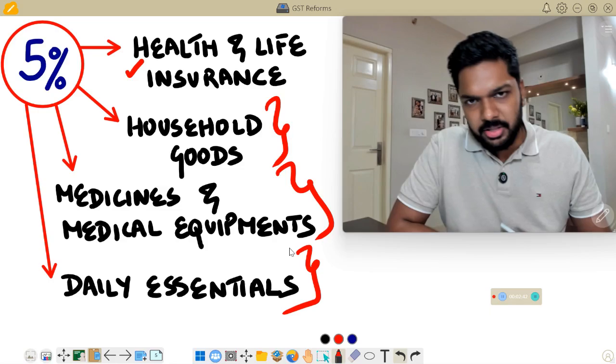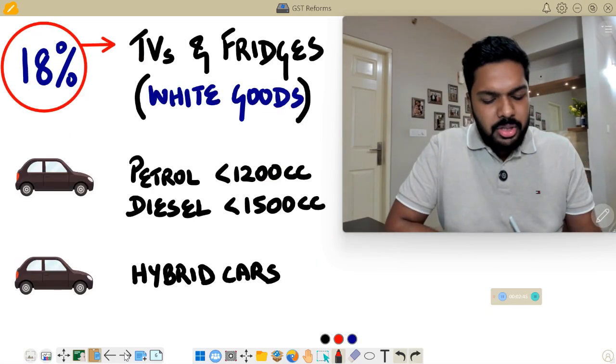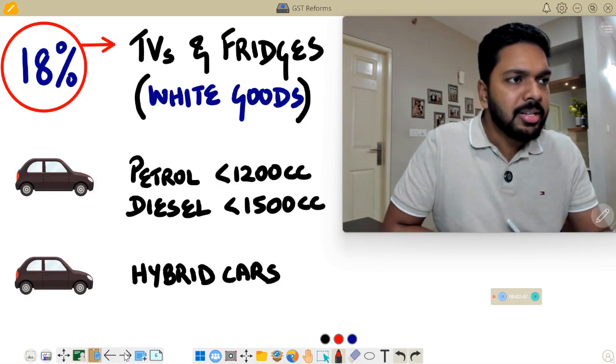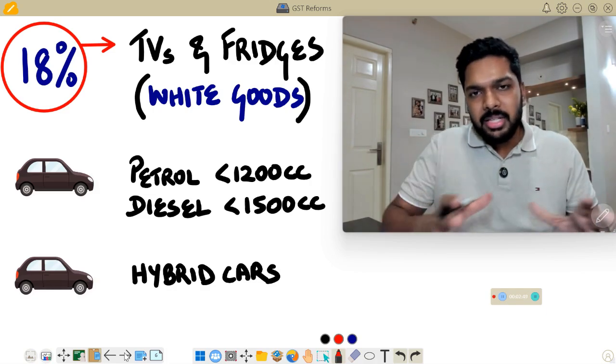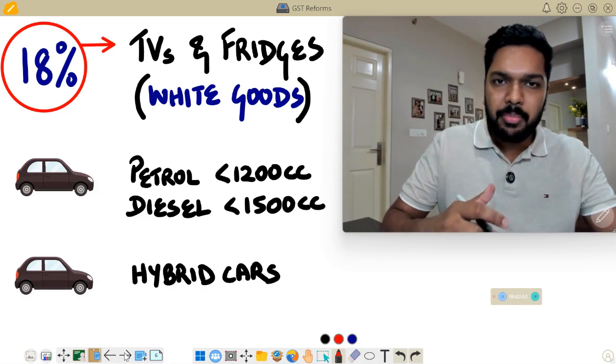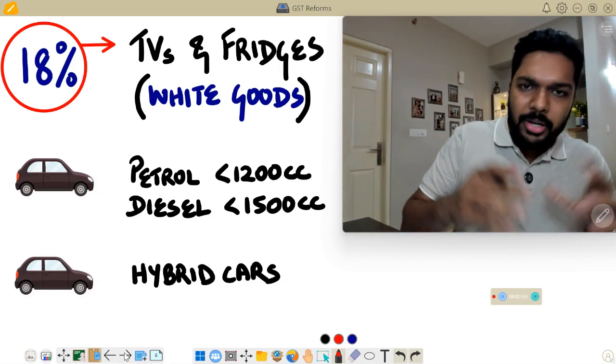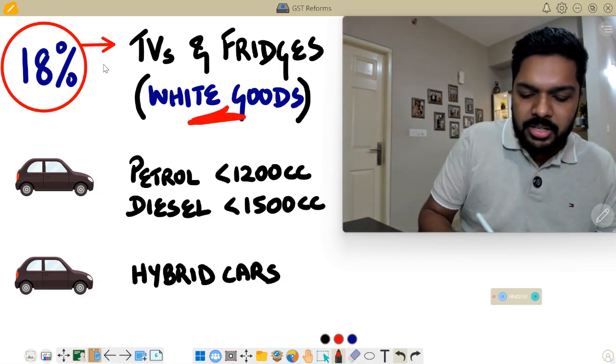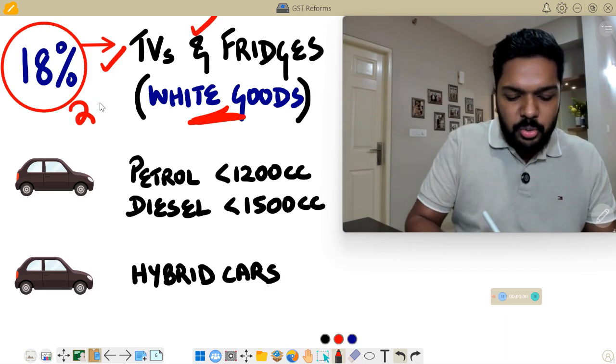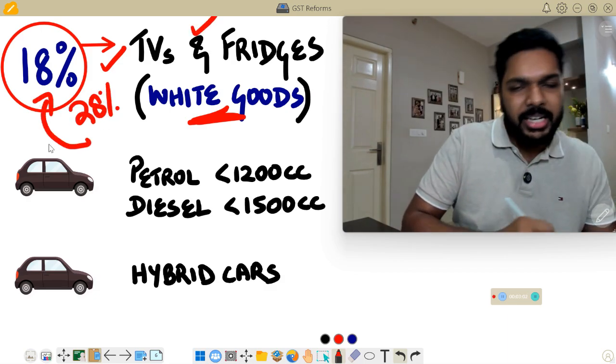The medical industry will face a boost because for medicines and medical equipments, the GST rates are going to be slashed to 5%. Coming to the second, 18%. So 5%, 18%, 90% of the items are going to be slashed to 5% and 18%. If you talk about 18%, all your consumer durable goods, white goods, TVs, refrigerators from a 28% will now be slashed to an 18%.